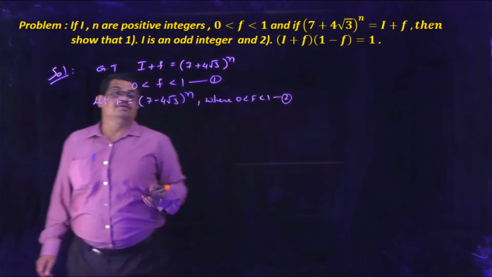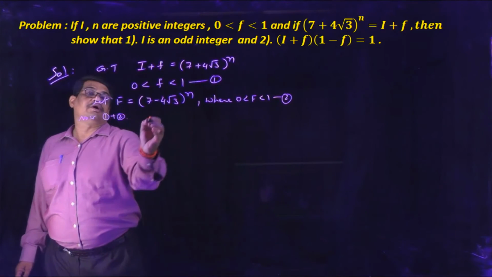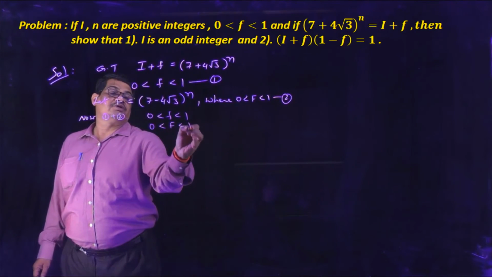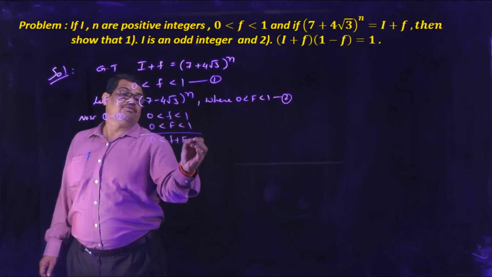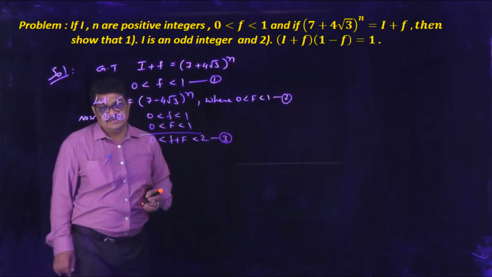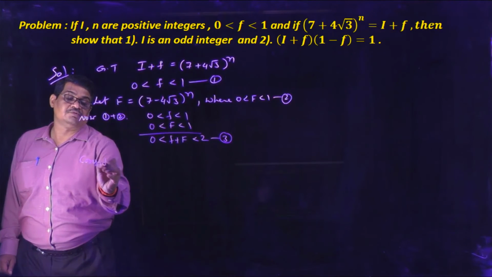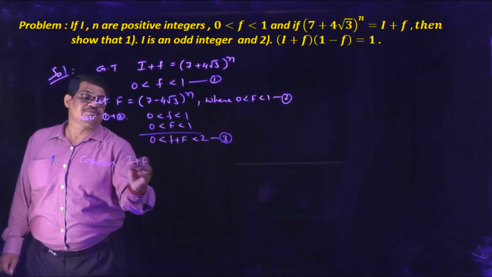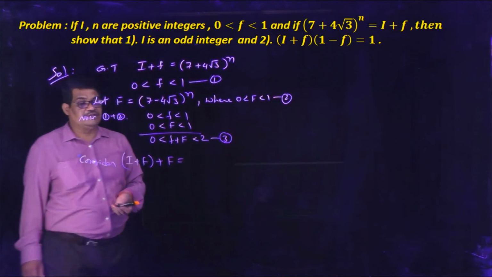Okay, now we are adding equations 1 and 2. We are getting 0 less than f less than 1, and 0 less than capital F less than 1. Adding, this is small f plus capital F less than 1 plus 1, that is equation 3. Now we consider this expression: I plus small f plus capital F, that is I plus f plus capital F.